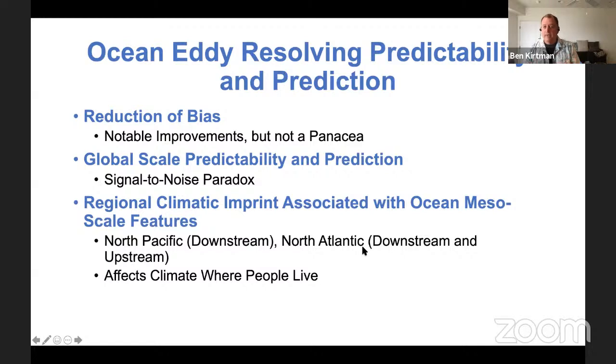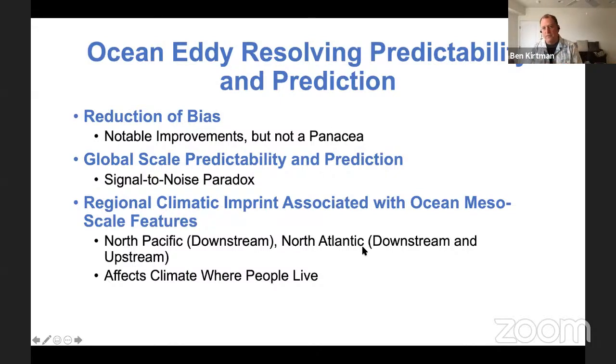But I want to talk a little bit about this signal-to-noise paradox and what we're looking at in this higher resolution, or ocean eddy resolving, setup. The bulk of the talk is thinking about the regional climatic imprint associated with ocean mesoscale features. There are three particular regions we're going to look at. We're going to look in the North Pacific and downstream from the Kuroshio extension. We're going to look at rainfall in the Western US, where we see a significant role for eddy activity in the Kuroshio extension. And then in the North Atlantic, we're going to look both downstream and upstream.